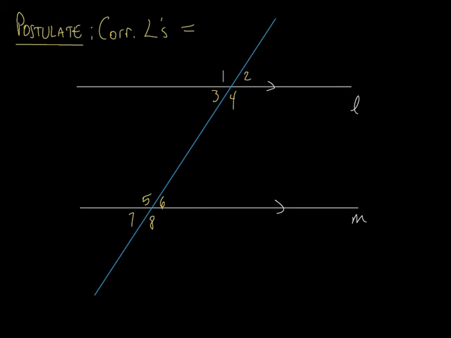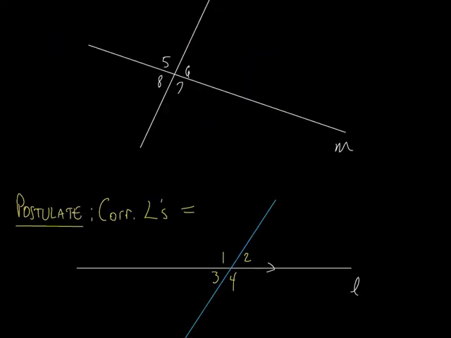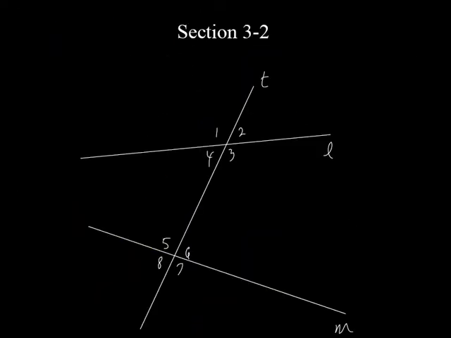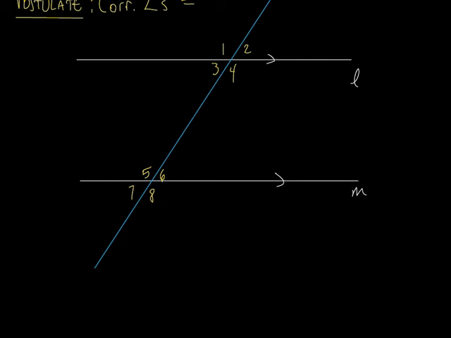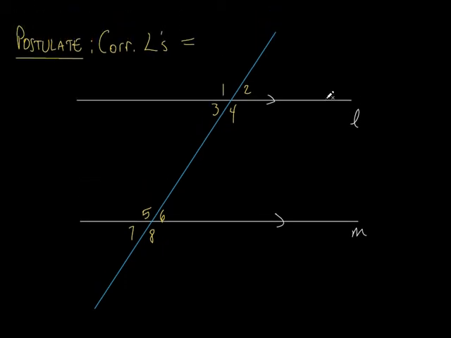Now, if I go way up here, 1 and 5 are corresponding, aren't they? Are 1 and 5 equal to each other? No, they're not. Why not? Because these lines are not parallel. That's right. So I cannot say that 1 and 5 are equal to each other because I don't know that those lines are parallel. Make sense? So you can only say that corresponding angles are equal to each other if the two lines are parallel to each other.